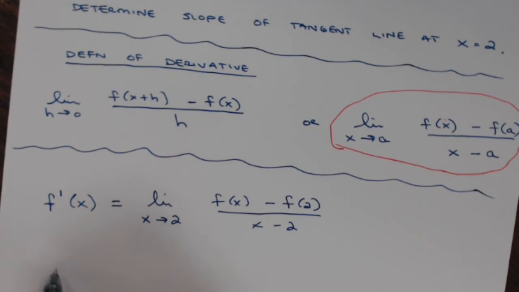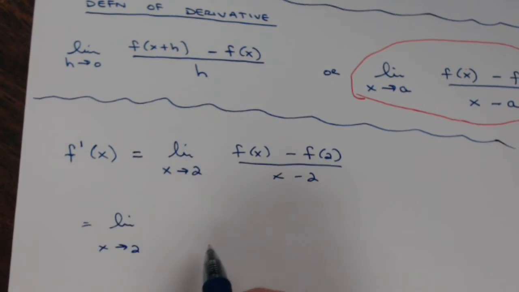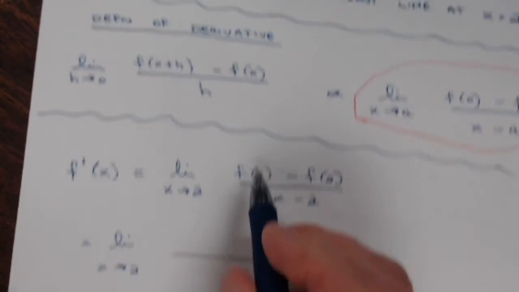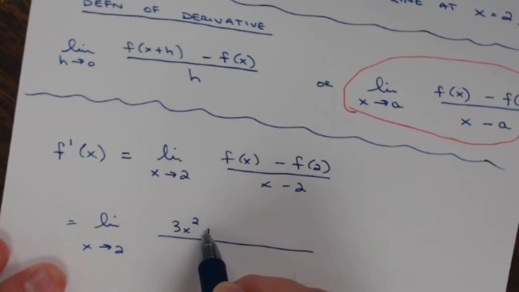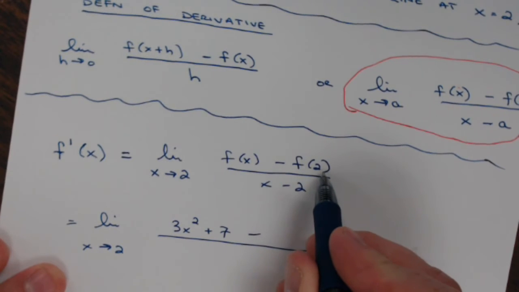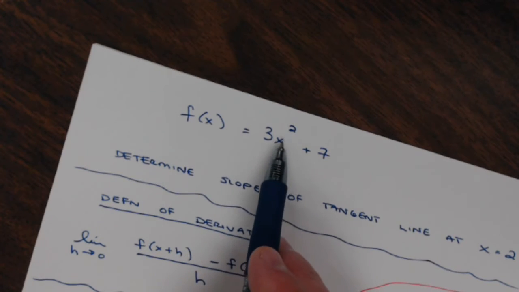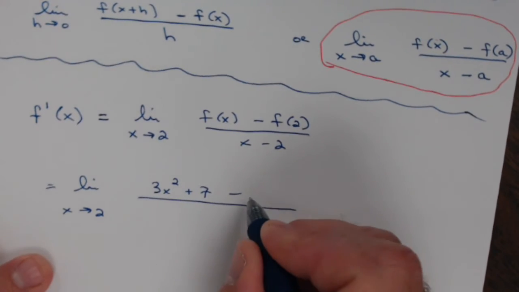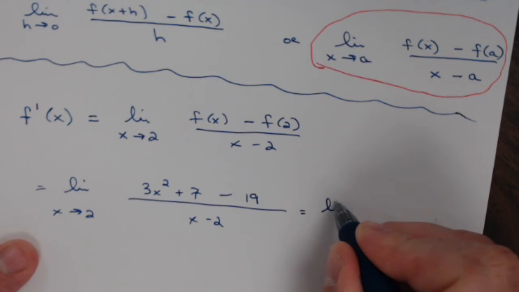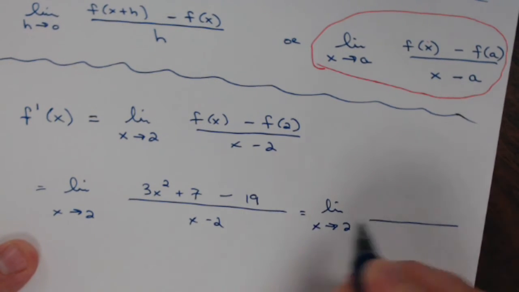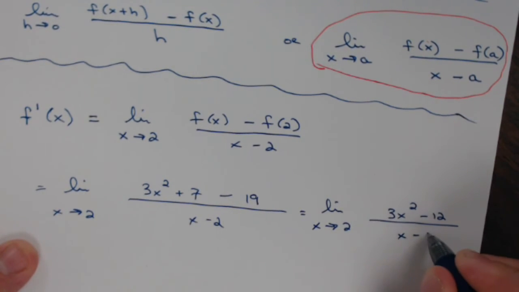All right, so we're going to just start evaluating this. The limit as x approaches 2. Let's see, f of x is 3x squared plus 7, minus f of 2, maybe we look up here, f of 2 is 4, 12, 19, all over x minus 2. So a little simplification here, we'll keep the limit going. In the numerator we have 3x squared minus 12, and in the denominator x minus 2.